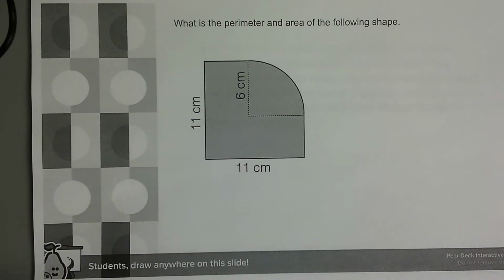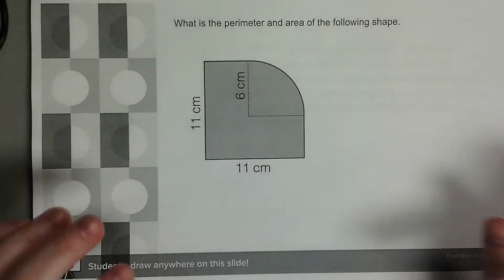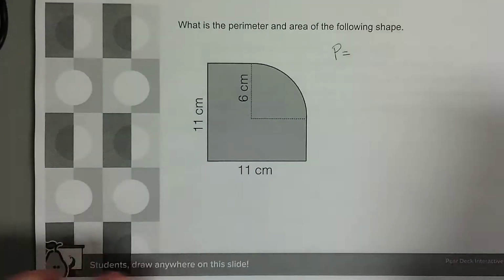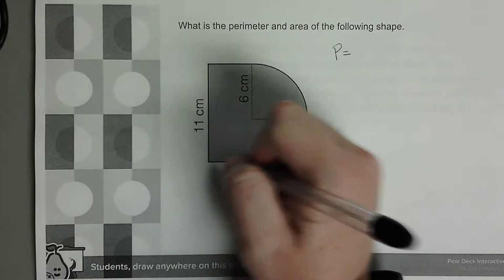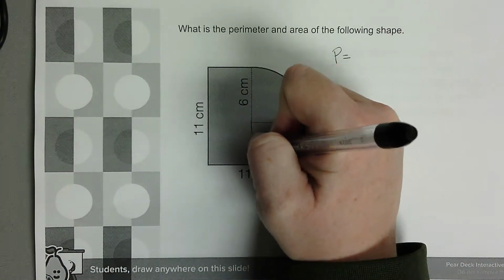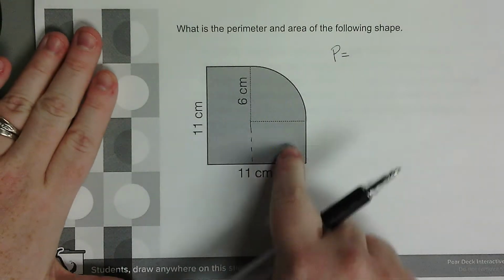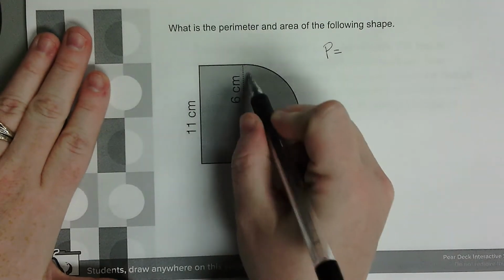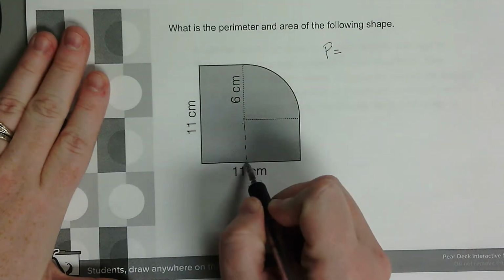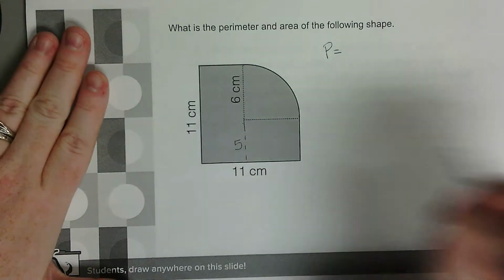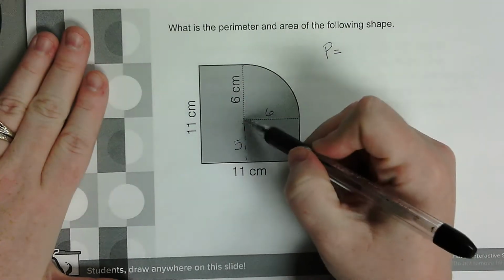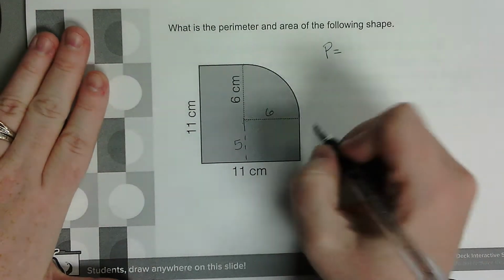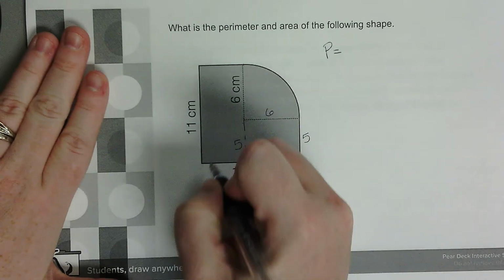Alright, so question 1. What is the perimeter and area of the following shape? So we're going to do perimeter first. And we are going to continue that line down. So we have 3 shapes. We have a rectangle, and a quarter of a circle. If this length is 6 and the whole length is 11, this has to be 5. If this radius of the circle is 6, this is also 6. So we're going to add a couple more labels.